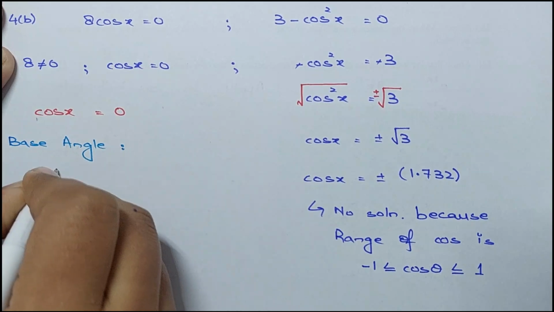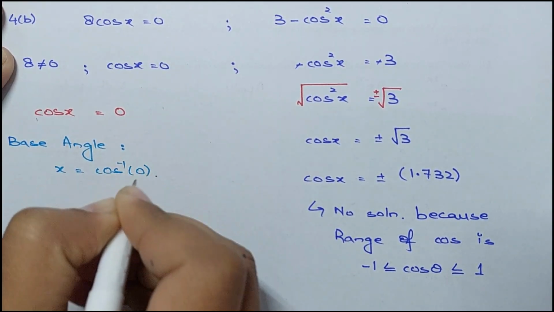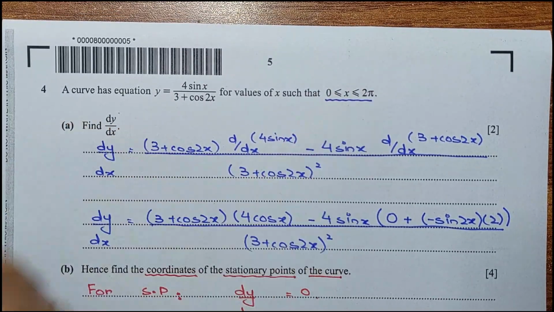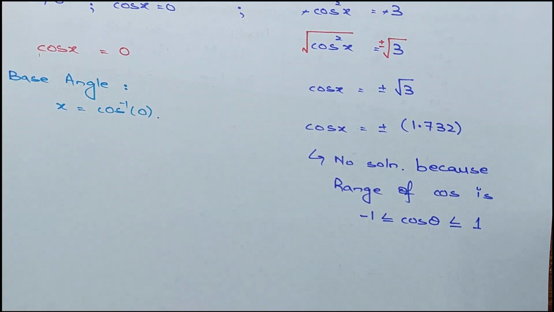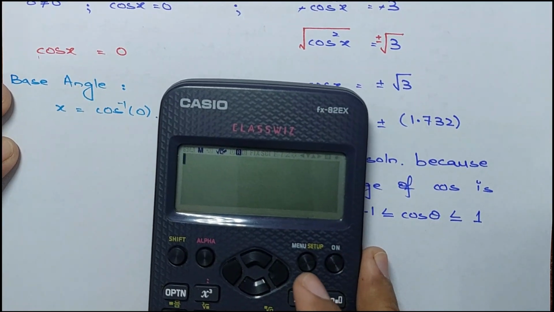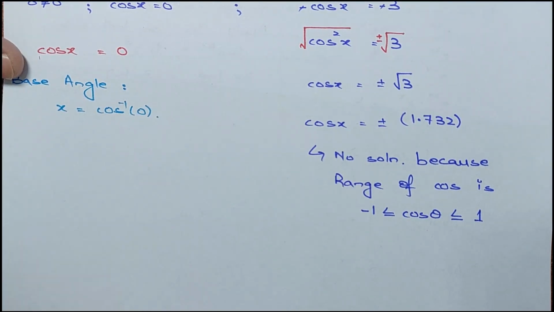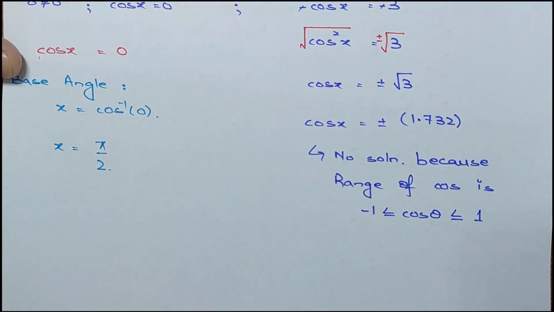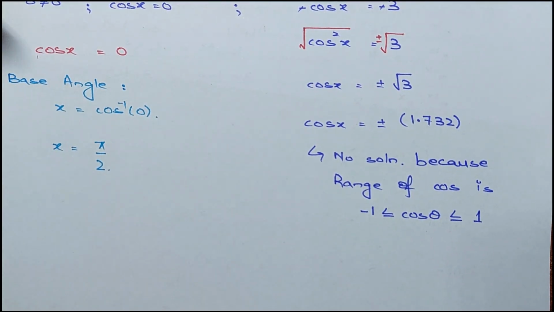For the base angle, you have to say x equals cos inverse of 0, and this is in radians, right? You can see the x values between 0 to 2 pi are in radians. My calculator is in radian mode, so what is cos inverse of 0? Pi by 2. X is pi by 2. This is your base angle, right? Now here cos is positive, it's 0, so it's a positive number.